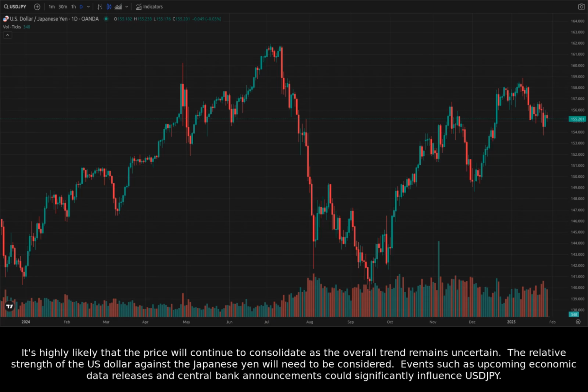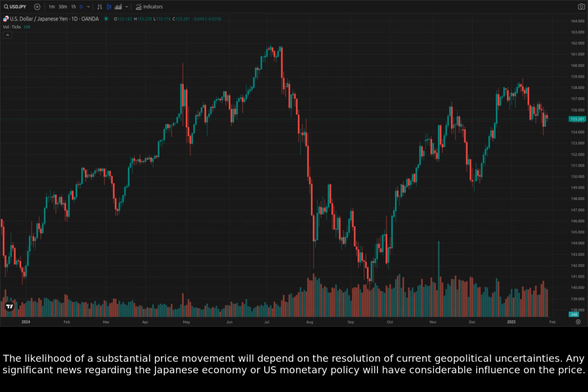The relative strength of the US dollar against the Japanese yen will need to be considered. Events such as upcoming economic data releases and central bank announcements could significantly influence USDJPY. The likelihood of a substantial price movement will depend on the resolution of current geopolitical uncertainties. Any significant news regarding the Japanese economy or U.S. monetary policy will have considerable influence on the price.